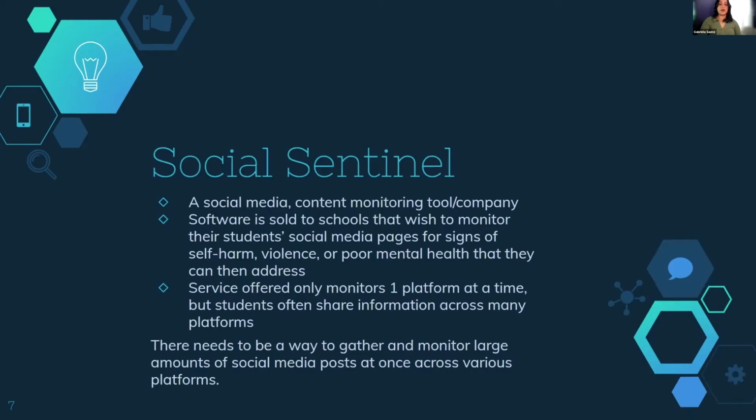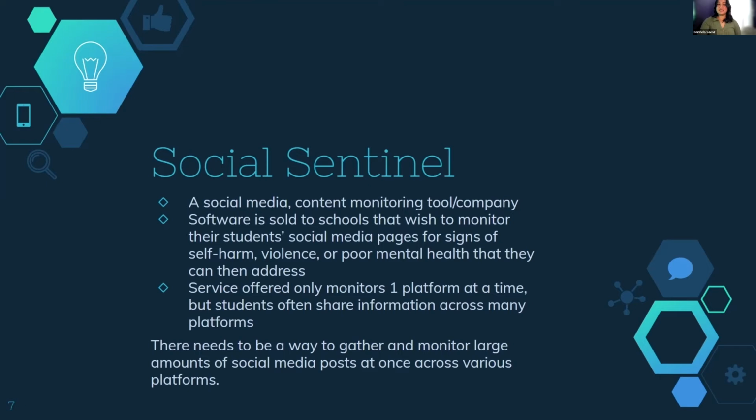Social Sentinel is a prime example of a rising social media content monitoring tool from the self-named company. Social Sentinel sells their software specifically to schools, typically high schools and middle schools with young social media users aged 10 to 18. Schools then use the software to monitor their students' social media. The hope in monitoring their content is to protect them from unnoticed signs of poor mental health, the possibility of self-harm, or harm to others, and then provide them the needed counseling at school to prevent these behaviors.